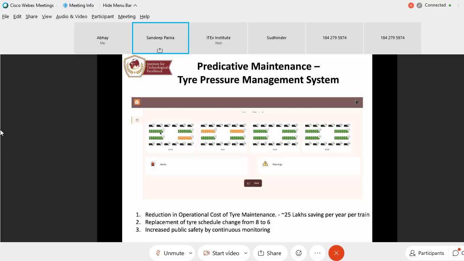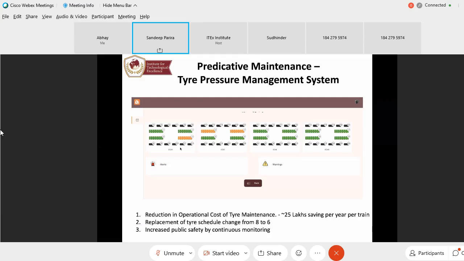Now what we have done is create an initially score based predictive maintenance model, in which we predict the lifetime of these tires, because these tires are very expensive, and the longer the life of those tires, the better. And most important, the safety of the passengers is also taken into consideration.